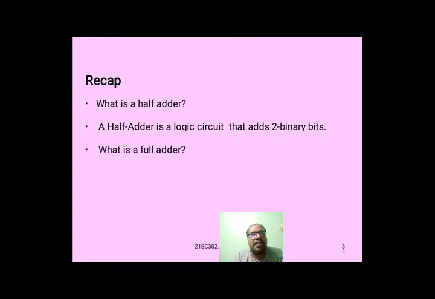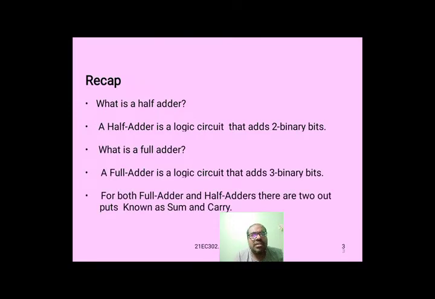Already we learned about what is half adder and what is full adder. A half adder is a logic circuit that adds two binary digits. Full adder is a logic circuit that adds three binary bits. For both full adder and half adder, there are two outputs known as sum and carry. Inputs are different for full adder and half adder. For full adder, three inputs are there, A, B, C in. For half adder, two inputs are there, A, B.